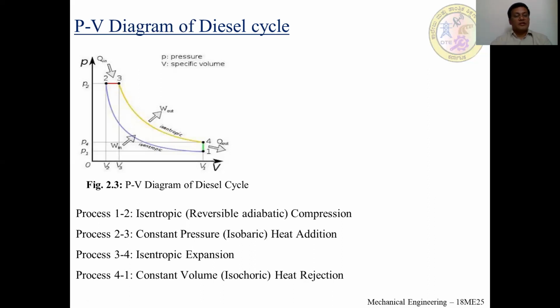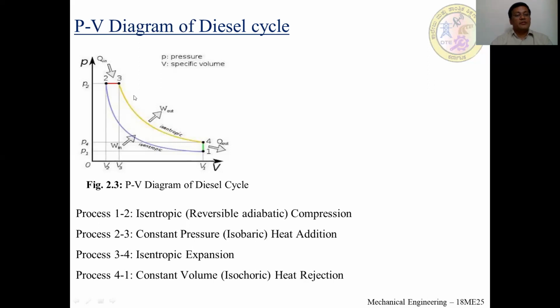Then the third process is the isentropic expansion process, which starts from state point 3 to 4. Here the working fluid or the air gets expanded isentropically, and parameters like pressure and volume vary. The pressure decreases from P3 to P4. This is P3 and this is P4.